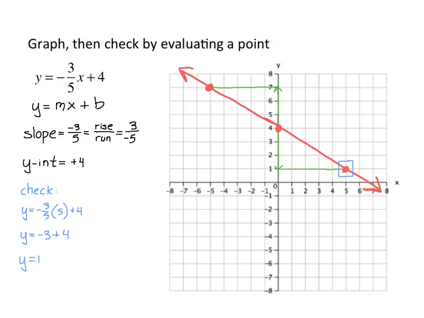And this is good because this all confirms that I plugged in 5 and I got 1, meaning that the point (5, 1) that we were looking for, or at least that we found by using slope and y-intercept, appears to be true.